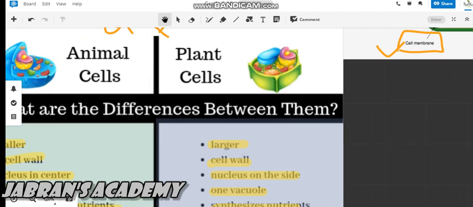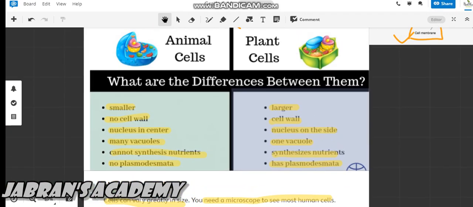So take a notebook and start writing there, so things will be more clear to you. First of all, what is the difference between them? We can see here, when we go into the details, what the differences are between the plant cells and the animal cells.